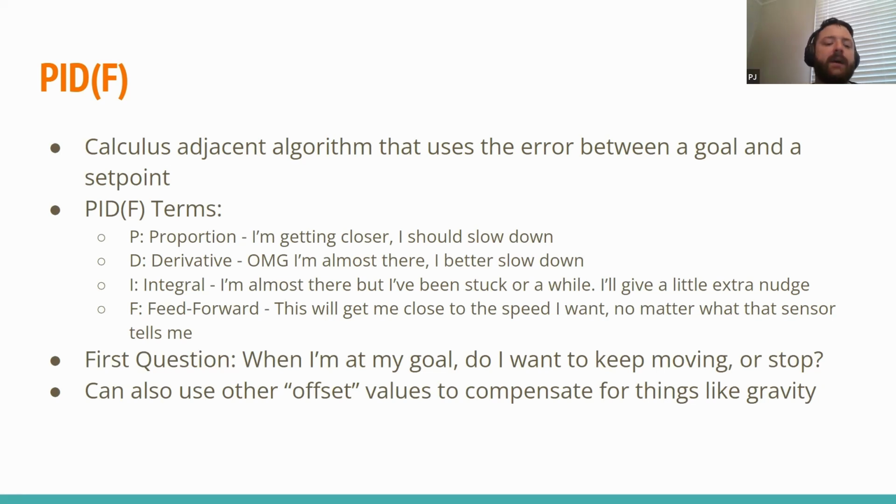And I left F to the bottom because first I'm going to ask a little question. If I'm doing a position controller, and let's say I'm at 5 feet and I want to go to 0 feet, once I get to 0, what should I do? Should I stop or keep moving? Or let me start over. If I'm at 5 and I want to go to 0, what should I do? Should I move forwards, backwards, or nothing?